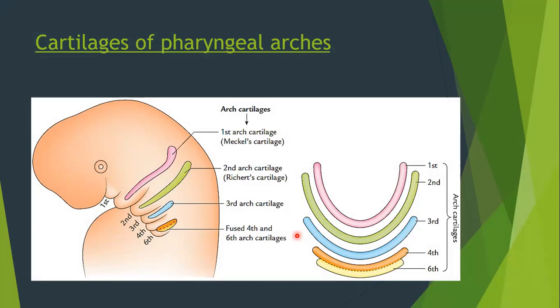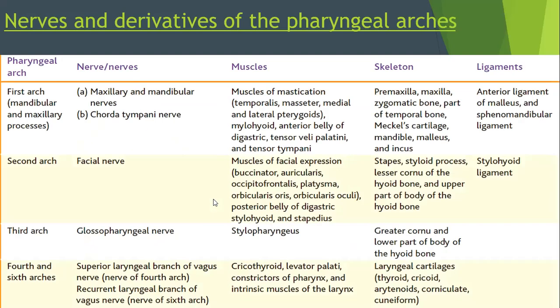Now the arch cartilages. There are usually 5 of them, but the 4th and the 6th usually fuse to form cartilages of the larynx. The first arch cartilage is known as Meckel's cartilage. The second, Reichert's. There is no name for the third. It's just the third arch cartilage. Then, now here are the adult derivatives.